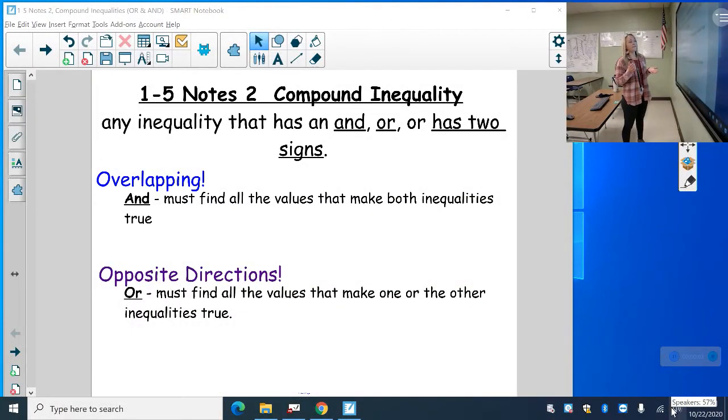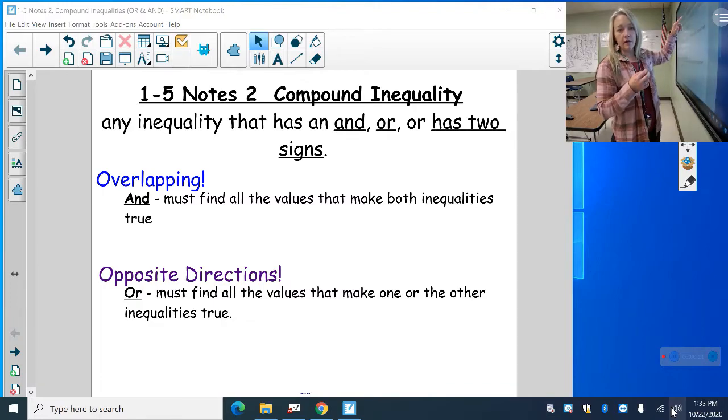Okay, 1-5 notes, compound inequalities. If you think about what the word compound actually means, compound means 2. So what we're talking about here is 2 inequalities. When you have 2 inequalities, you can have 2 types of solution.